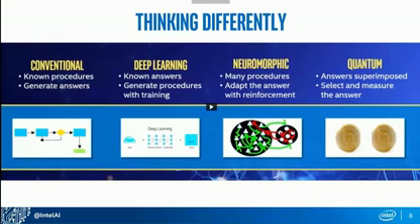You know, I know that when I add 2 plus 2, it equals 4. It always equals 4. I don't have to worry about that, right? So that's the conventional programming model, very procedural. Deep learning inverts that whole process. We know what the answer is. We don't know how to get there.